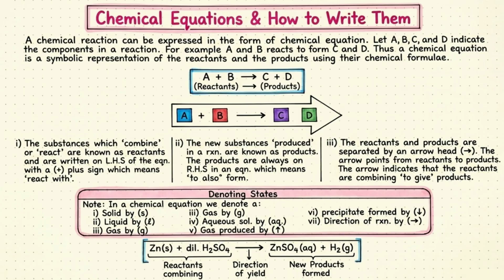It was Zn with an s for solid, plus dilute H2SO4, then the horizontal yield arrow. On the product side, we have ZnSO4 with an aq for aqueous, because the salt is dissolved in the liquid, plus H2 with a g for gas. We could also draw an upward pointing arrow right next to that hydrogen because it's bubbling away.